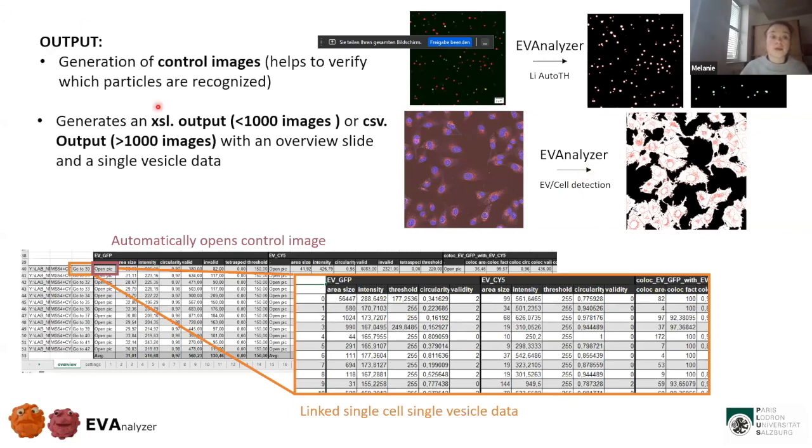Additionally, it also generates an Excel output, which is done when we have less than 1,000 images. With more than 1,000 images, it generates a CSV output, and it also stores a JSON file. So in these JSON files, we have all the settings stored, so you can easily reload the settings for different data sets.